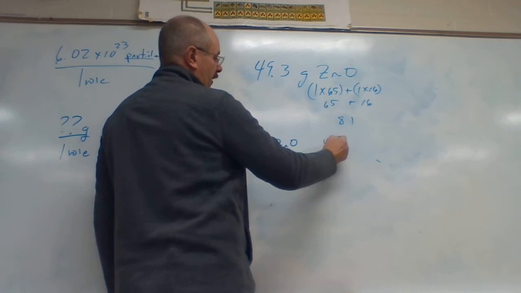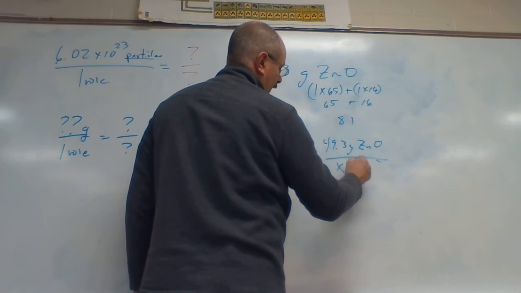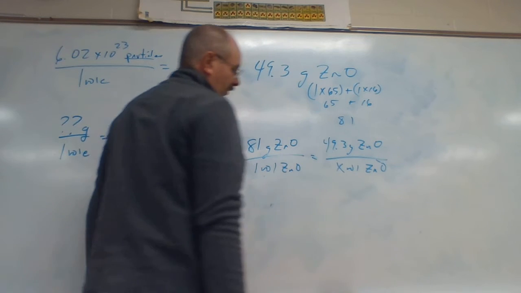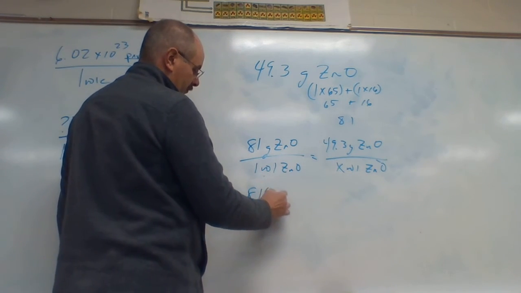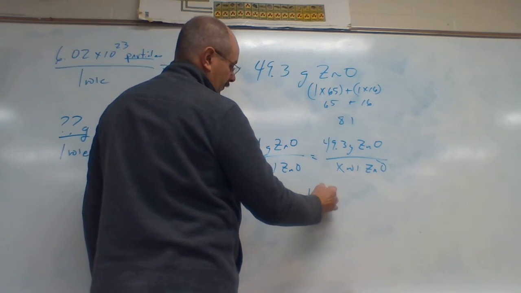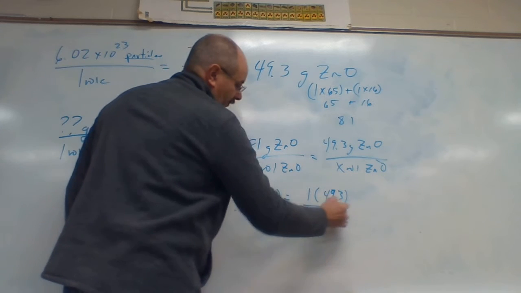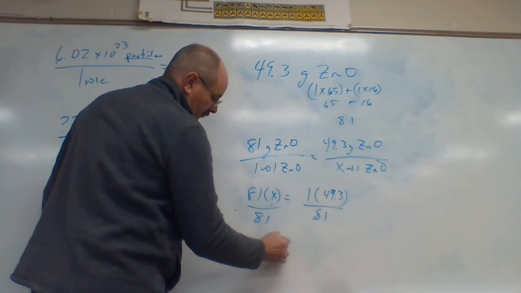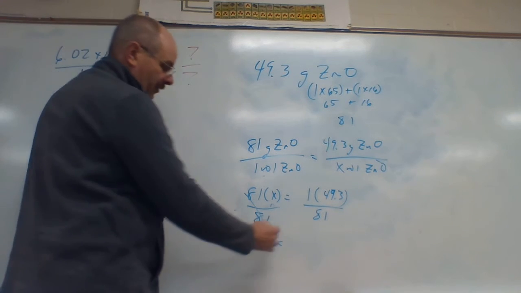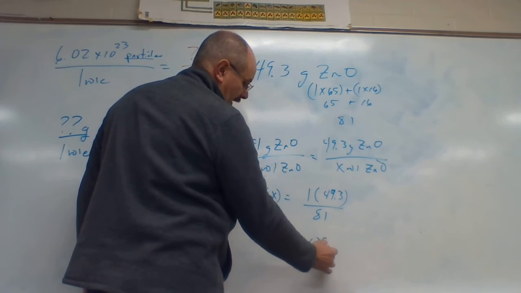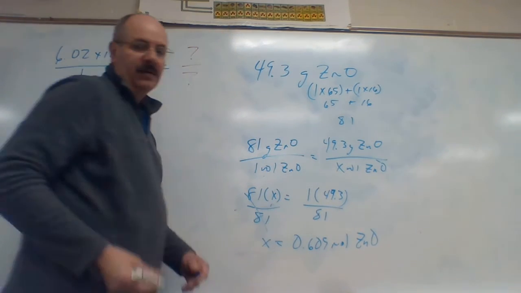But I really got 49.3 grams of ZnO. I want to find out X moles that is of ZnO. So cross multiply, 81 times X equals 1 times 49.3. Get X by itself, divide both sides by 81. That gets rid of that 81, so X is all by himself, and X equals 0.609, and that's moles of ZnO. That is my answer.